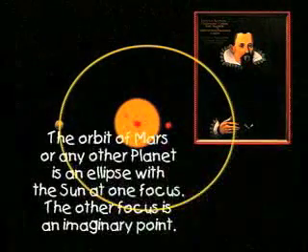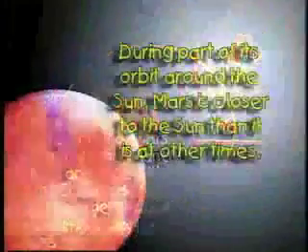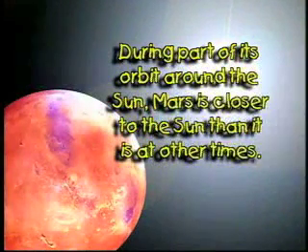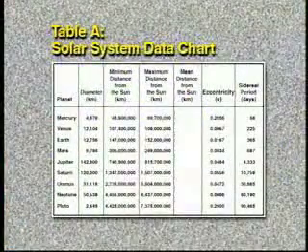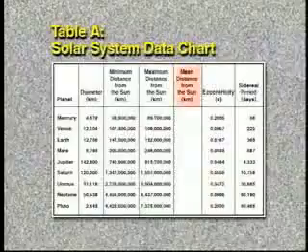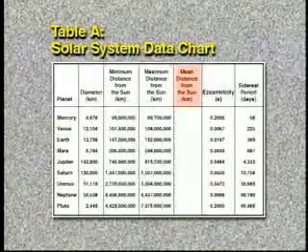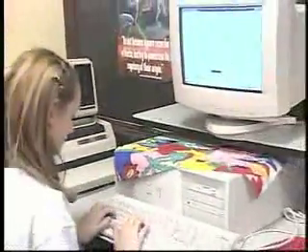Kepler stated that the orbit of Mars or of any planet is an ellipse with the Sun at one focus. The other focus is an imaginary point. There is nothing there. During part of its orbit around the Sun, Mars is closer to the Sun than it is at other times. This relationship can be seen in solar system data charts that show the maximum and minimum distances from the Sun to each planet. Astronomers often use the average or mean distance from the Sun instead of the minimum or maximum. Enter the data from the chart into a spreadsheet program or use a calculator, and for each planet, find the mean distance from the Sun. Now make a sketch of the orbits of the Earth and Mars around the Sun.